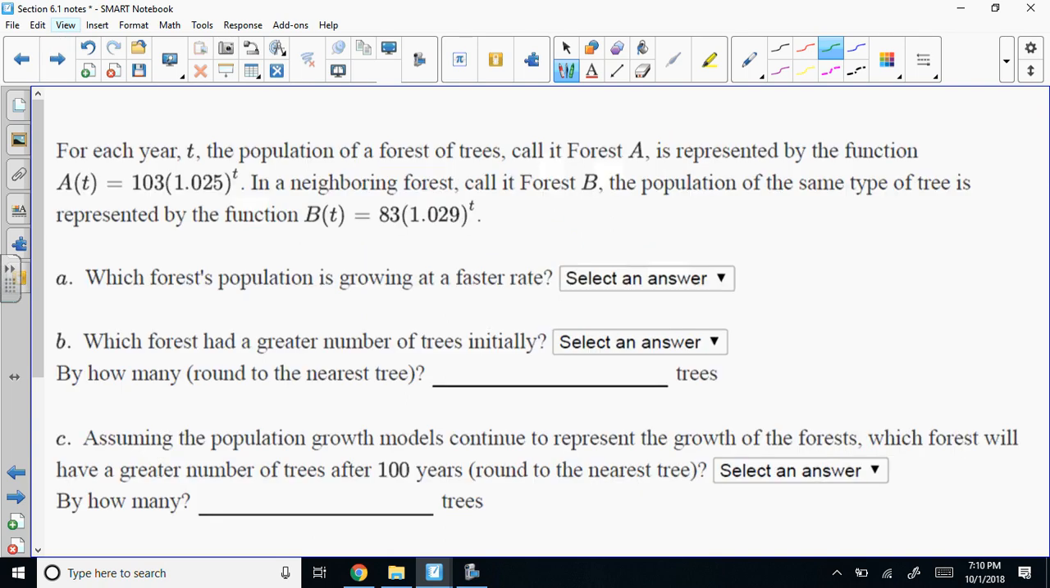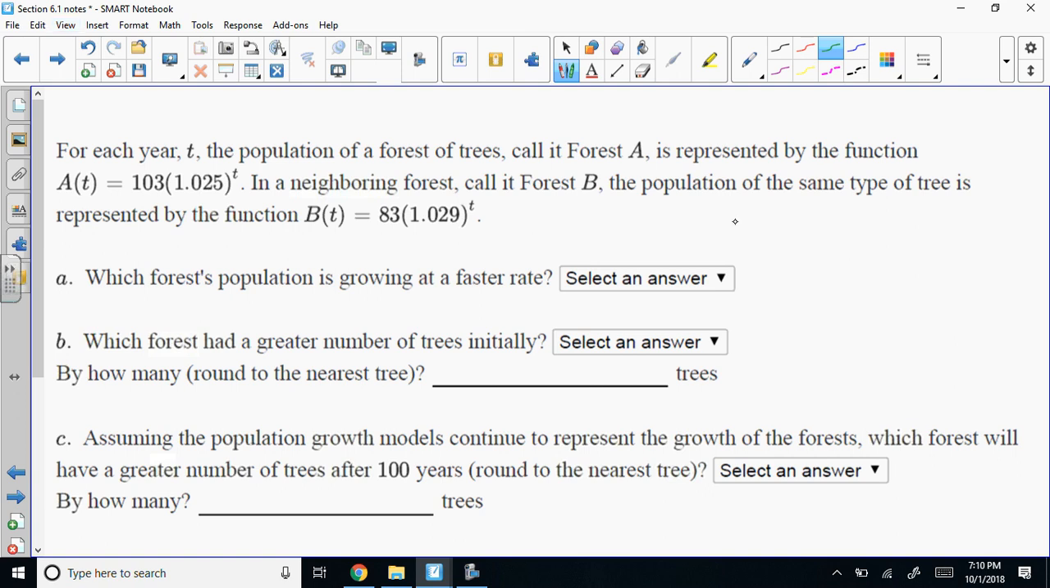All right, so let's look at this one. For each year T, the population of a forest of trees, call it forest A, is represented by the function A of T equals 103 times 1.025 to the T. In a neighboring forest, call it forest B, the population of the same type of tree is represented by the function B of T equals 83 times 1.029 raised to the T. Which forest population is growing at a faster rate?